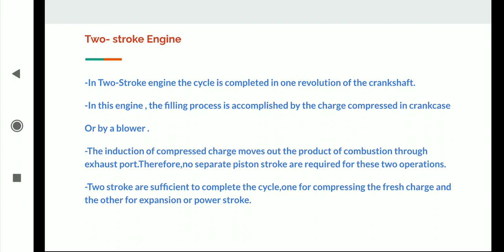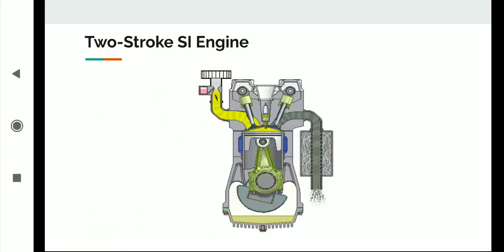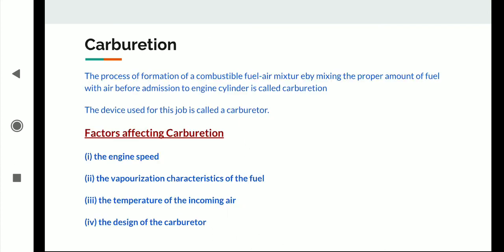Two strokes are sufficient to complete the cycle, one for compressing the fresh charge and the other for expansion or power stroke. Here is the mechanism of a two-stroke engine. Carburation. The process of formation of the combustible fuel-air mixture by mixing the proper amount of fuel with air before admission to the engine cylinder is called carburation. The device used for this job is called a carburetor.